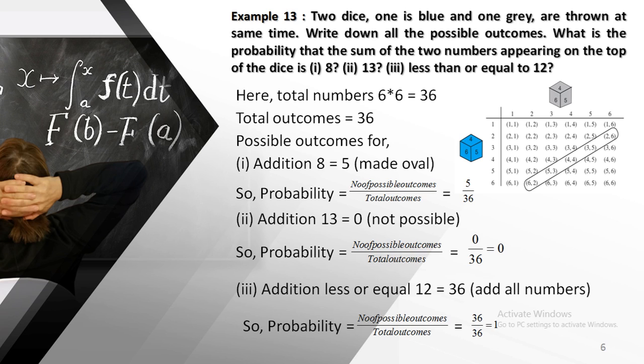Now the third one, addition less than or equal to 12. Less than or equal to 12 means we can include all these outcomes, right? So the answer is 36. So probability equals number of possible outcomes divided by total outcomes, 36 divided by 36 equals 1. Got it? If you have any doubt about it, you can ask me in the comment section.